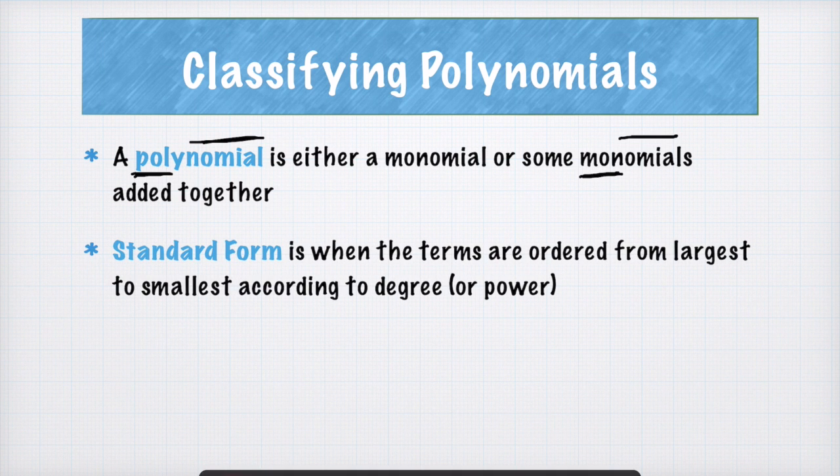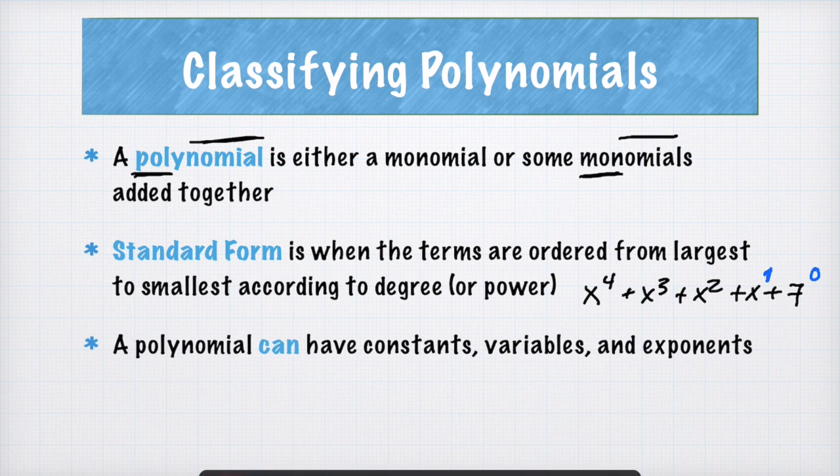Standard form is just when the terms are ordered from largest to smallest. So if you have x to the 4th plus x cubed plus x squared plus x plus, I don't know, a constant of 7, that means that they're ordered from largest to smallest, because you have to remember here that our x all alone has a power of 1. Our constant has a power of 0, so we go from the greatest power of 4 all the way down to 0. So we have 4, 3, 2, 1, 0. And that's our standard form.